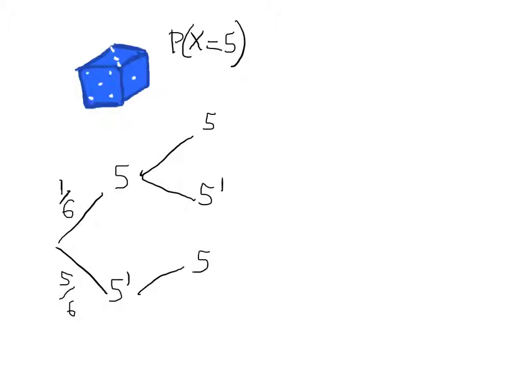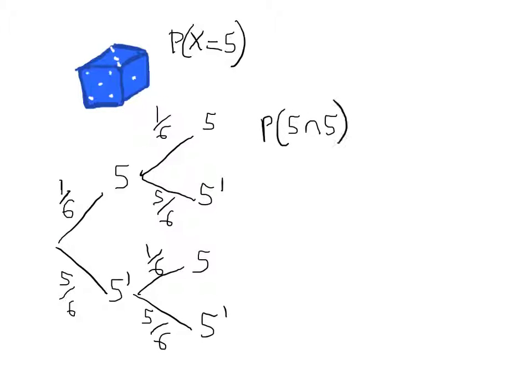well, same thing's going to happen. 1 out of 6, 5 out of 6, 1 out of 6, 5 out of 6. And note here that I can therefore calculate what is the chance of getting 2 5s in a row. The chance of getting 2 5s in a row is going to be 1 over 6 times 1 over 6.